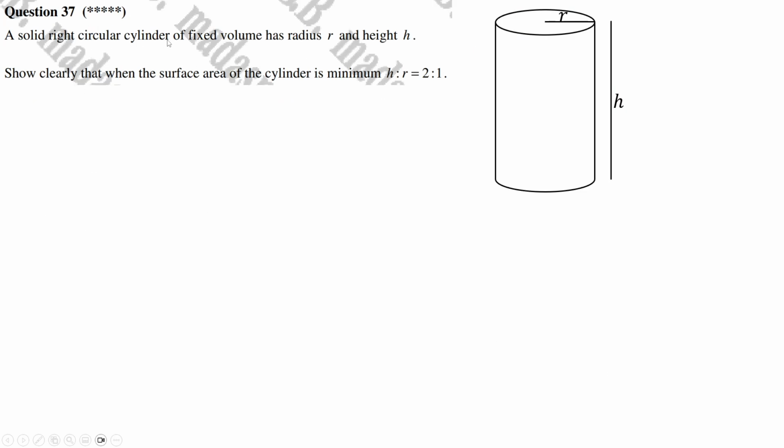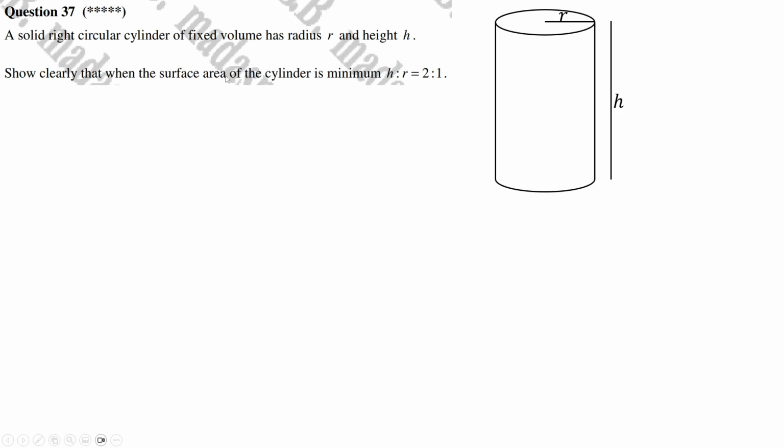A solid right circular cylinder of a fixed volume, so remember we can imagine it as a constant, has a radius r, height h. It's always good to draw diagrams. Whenever you're doing these types of questions, you always want to draw diagrams and already have a plan before you start. So make an equation for the area or for the volume, whatever the question wants you to do, so you can always reference it when you're answering the question.